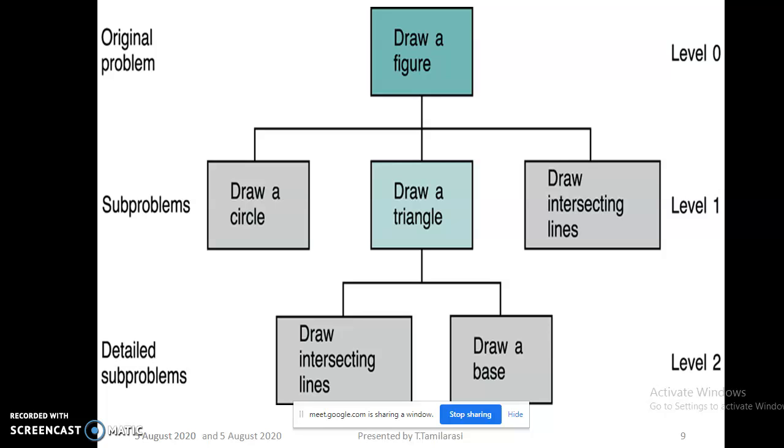So, draw intersecting lines. That should support us in drawing a star, square, rectangle. In level 1, draw intersecting lines is itself solved. Using that path, we can draw a square, rectangle, parabola, whatever things we want. Likewise we divide our problem into multiple sub problems.